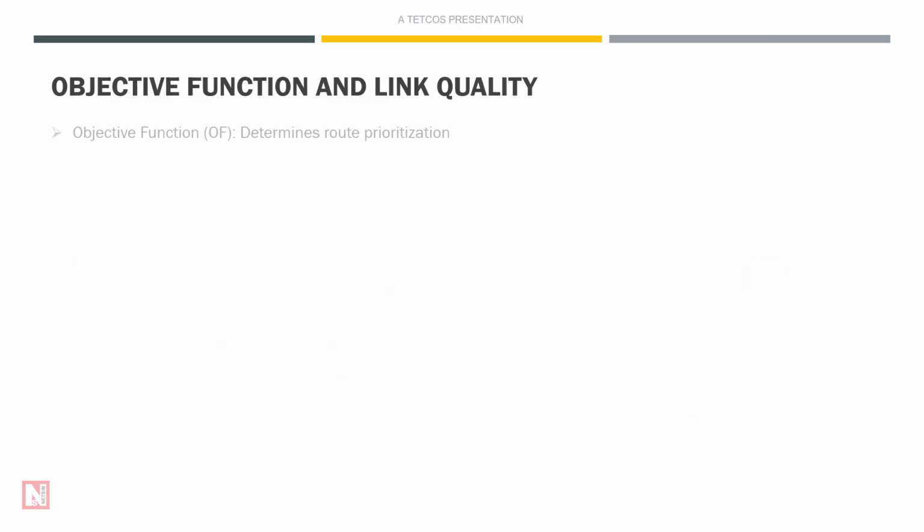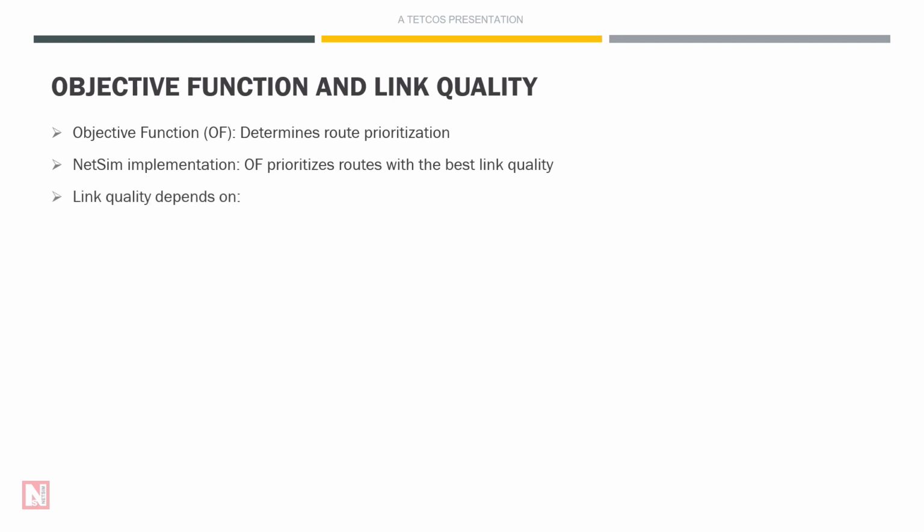Objective function and link quality in RPL. The objective function in RPL plays a crucial role. It determines how routes are selected and prioritized. In NetSim, RPL's implementation uses an objective function that prioritizes routes with the best link quality. So, better links mean better paths in the network. But what is link quality, and how is it calculated?